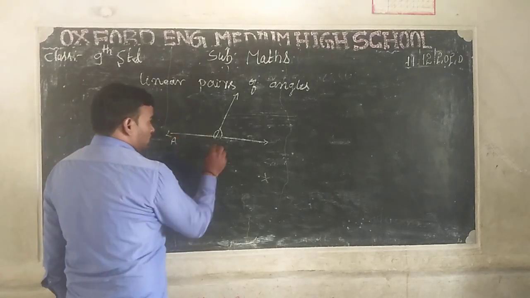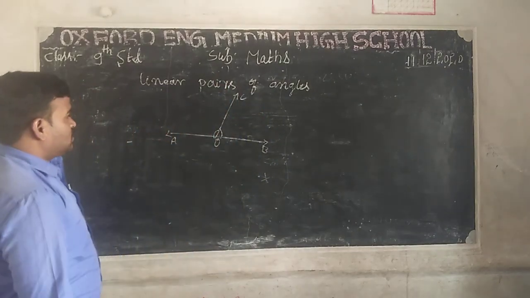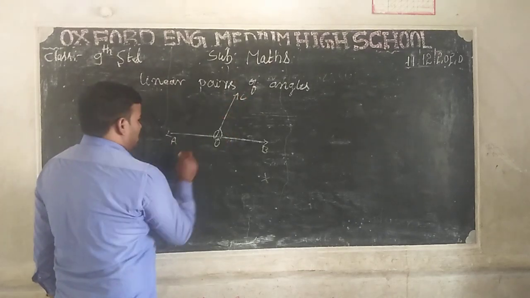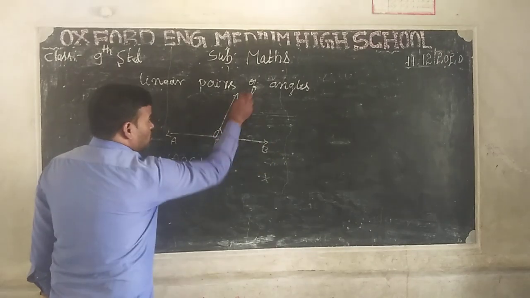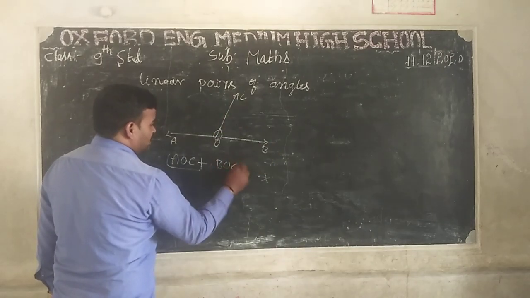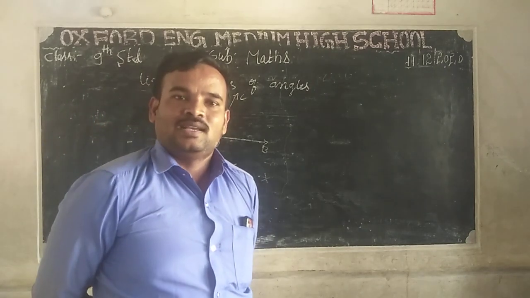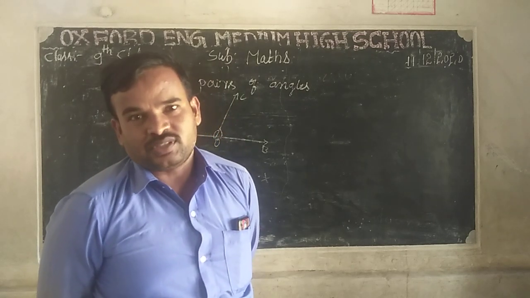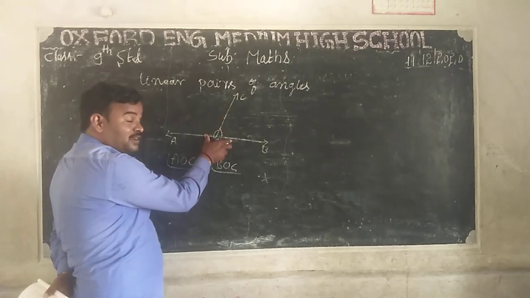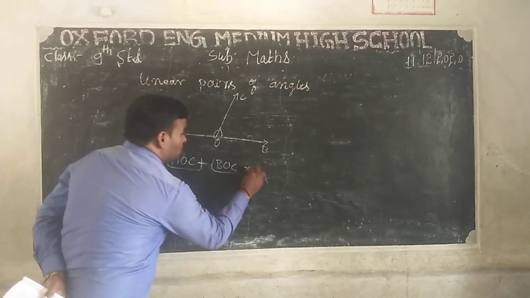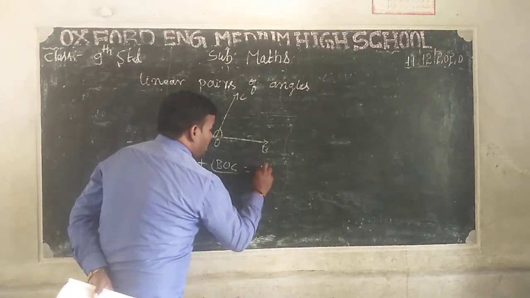For example, take points A, O, B and C. Angle AOC plus angle BOC. What is the sum of these two angles? We already discussed it in the previous video class. The sum of angle AOC and angle BOC is equal to angle AOB.